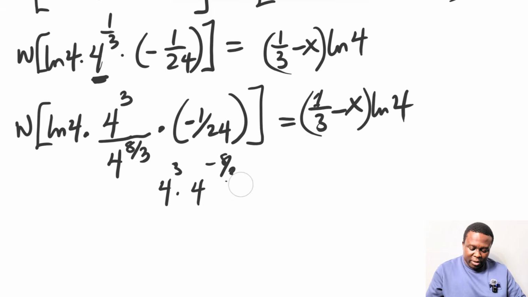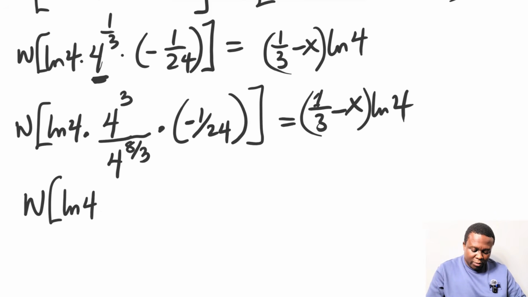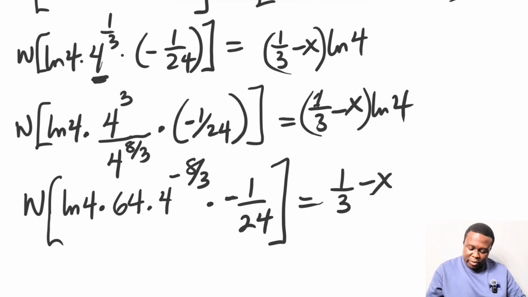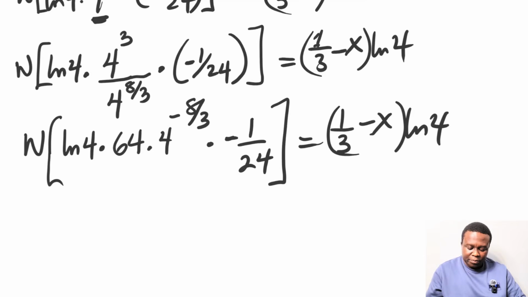I'm just going to erase this. Right, so this becomes W, then 4 cubed, which is 4 times 4, 16, 16 times 4 is 64. That's the same thing as 64 times 4 raised to the power minus 8 over 3, minus 1 over 24, okay. And this is still equal to (1 over 3 minus x) ln 4.